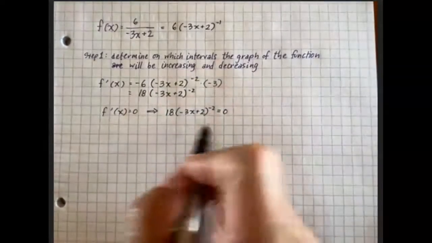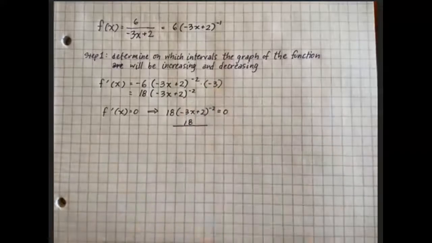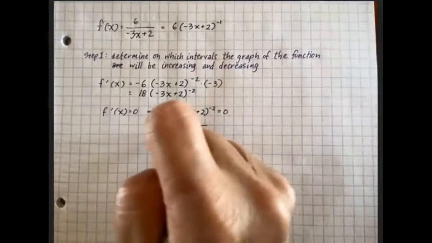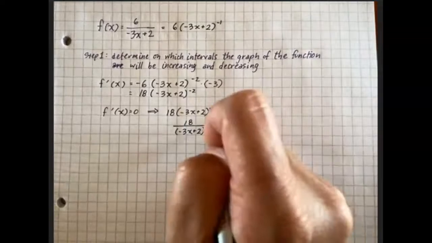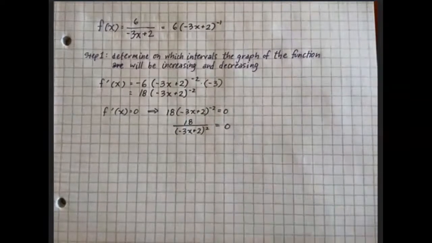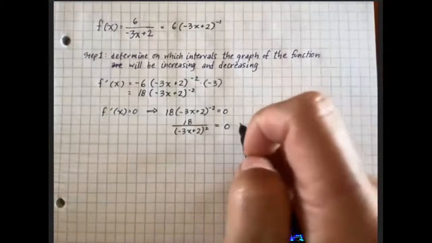Now remember, another way to write this would be, if we go back to the rational form, we get negative 3x plus 2 squared in the denominator. And so we're looking for that to be equal to 0. Well, there's no way that that's ever going to be equal to 0, right? Because our numerator will never be equal to 0. So nowhere.